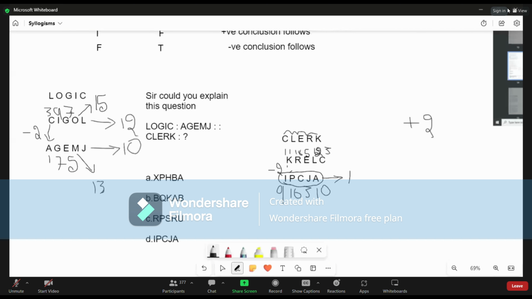You won't be getting the seating arrangement questions, so don't worry. Even if you get them, they'll be very easy. No, I don't have any suggestion regarding that.